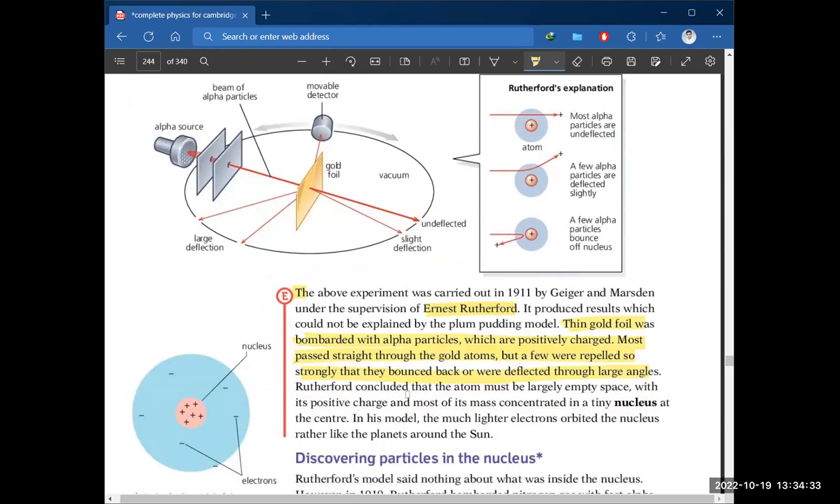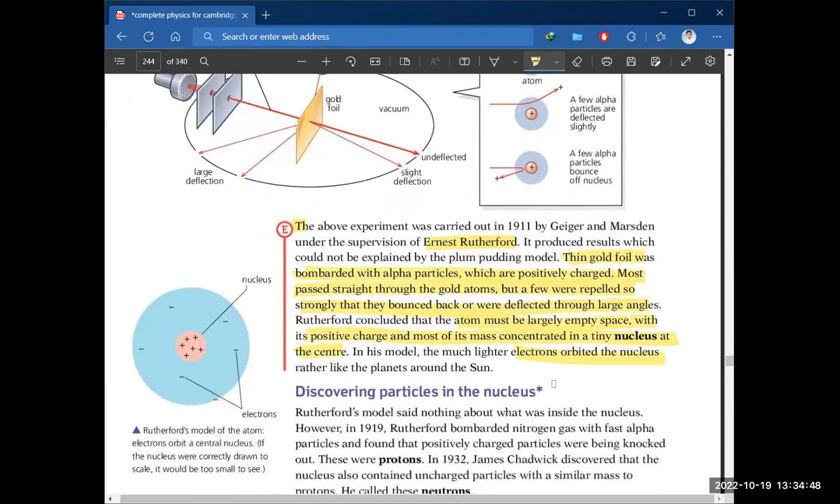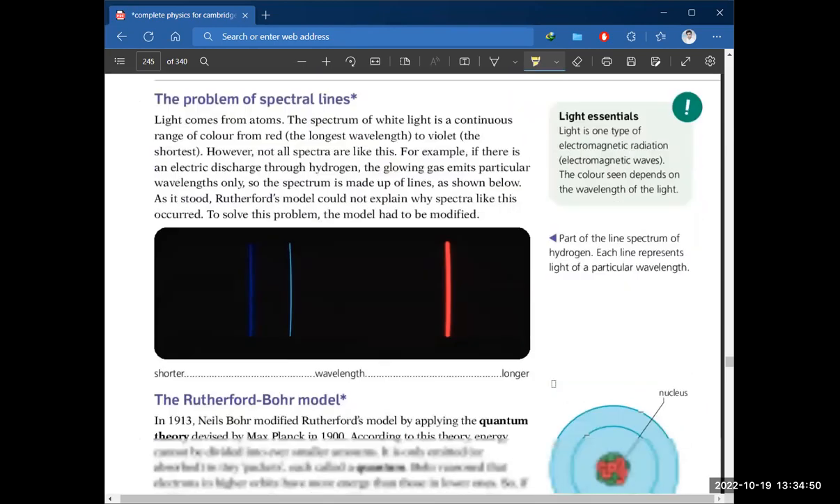Rutherford concluded that the atom must be largely empty space, with its positive charge and most of its mass concentrated in a tiny nucleus at the center. In his model, the much lighter electrons orbited the nucleus like planets around the sun. All right. Now that's about it.